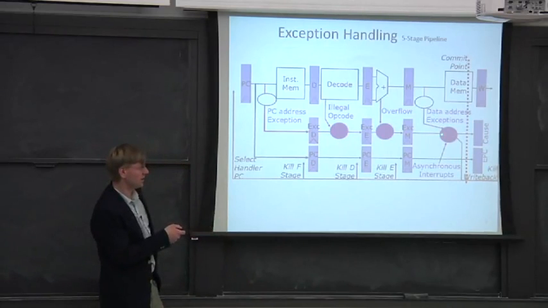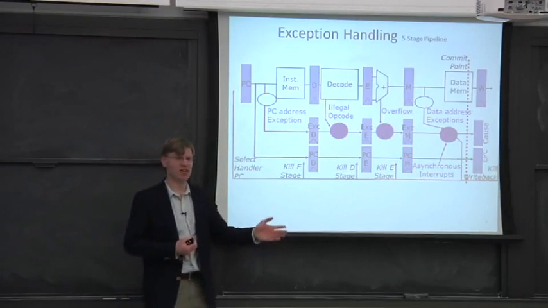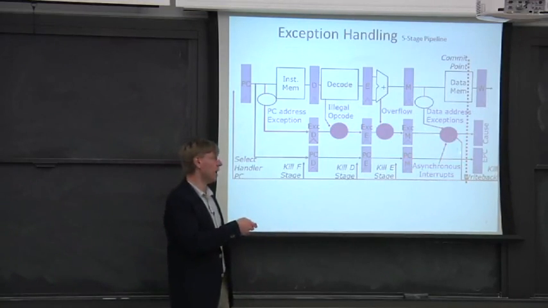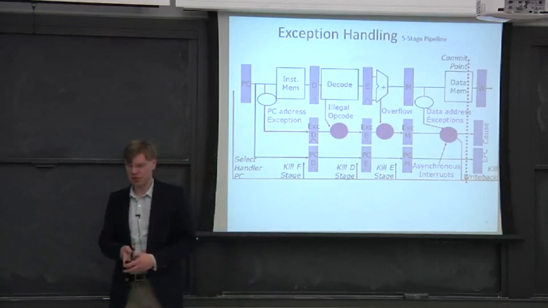Exceptional PC takes the PC and pipes it forward and saves that in a register, but this only gets loaded when an exception or interrupt happens.